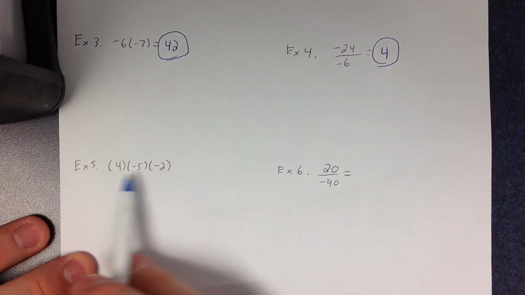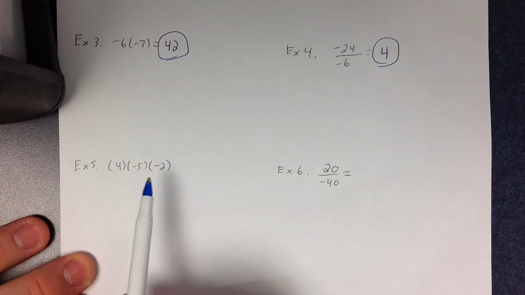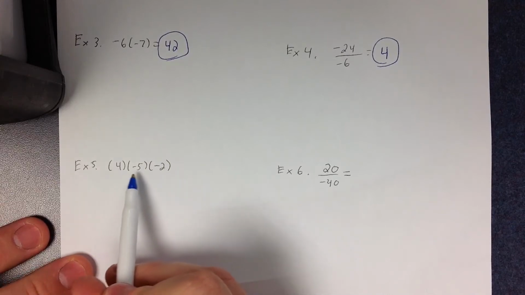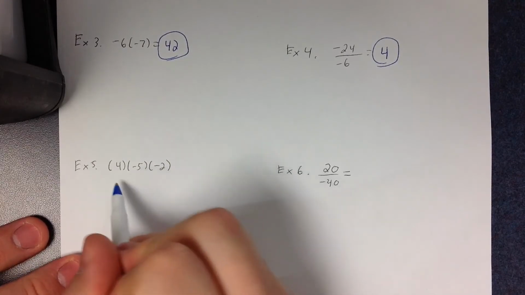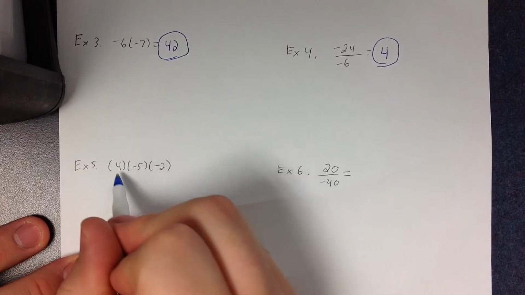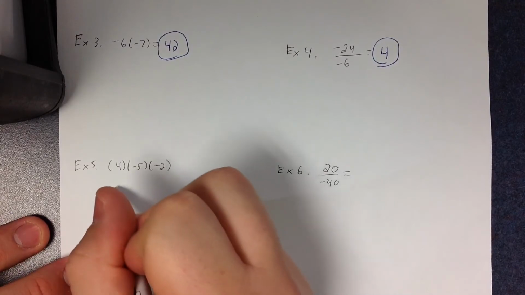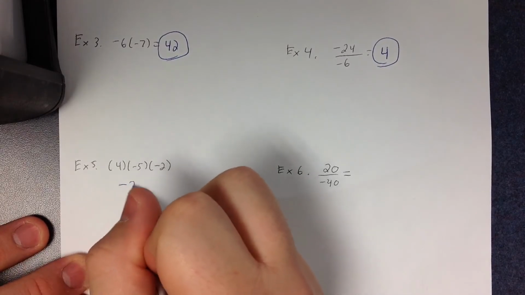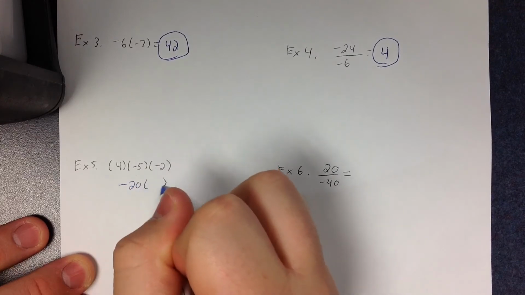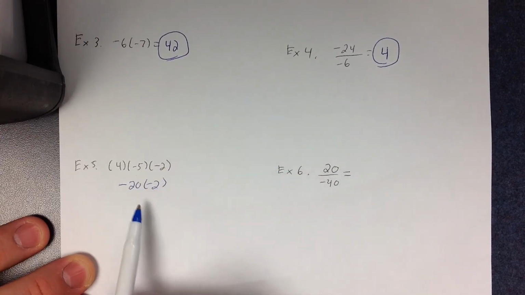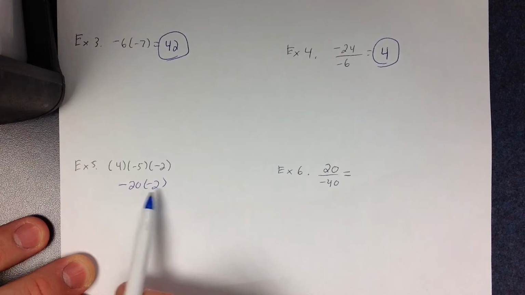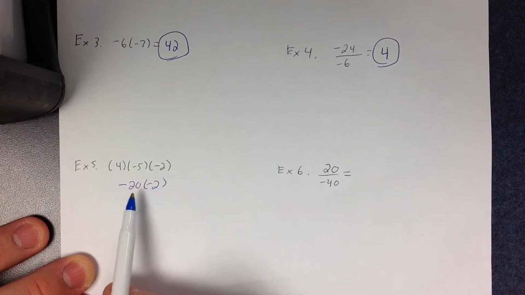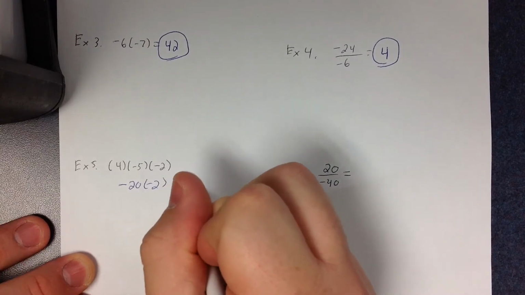Now, if I'm multiplying two or more than two numbers together, then this is 4 times negative 5. Well, if I take 4 times negative 5, signs are different, so it's a negative. 4 times 5 is 20, and then I have to multiply it by negative 2. So now these signs are the same, so negative times a negative is a positive, and 20 times 2 is 40.